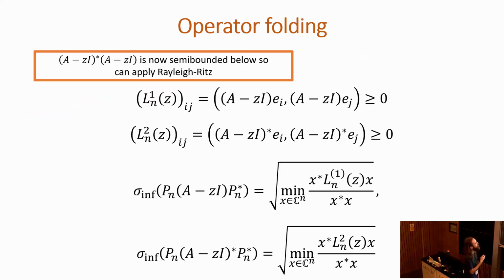So the point here is that we take this map, which is now semi-bounded below, and we can compute these matrix elements. I'll show you how to do it on the next slide, and then we just use classical techniques to approximate the injection modulus.